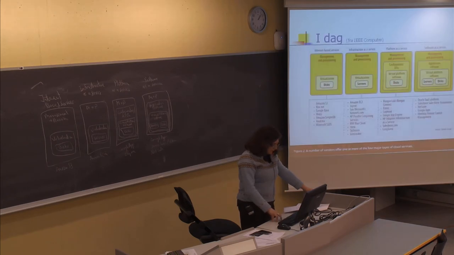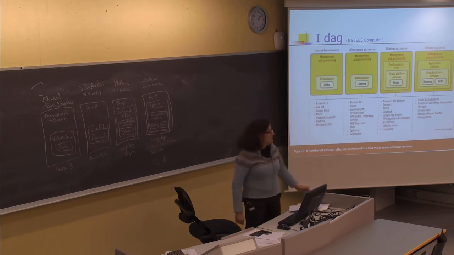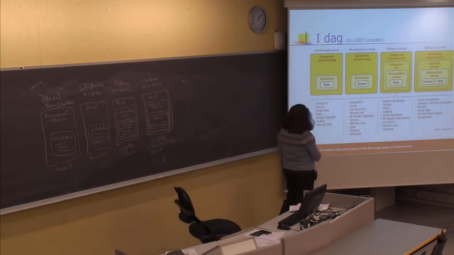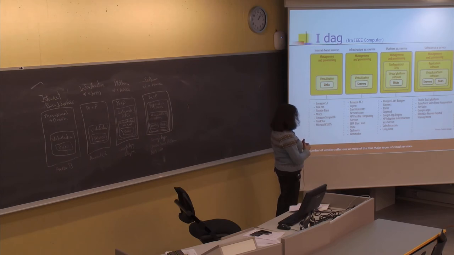Okay, so the types of cloud services, and this is what I try to plan for, really. The first step, a number of vendors offer one or more of the four major types of cloud services. And Amazon has a lot of different major services that they have.